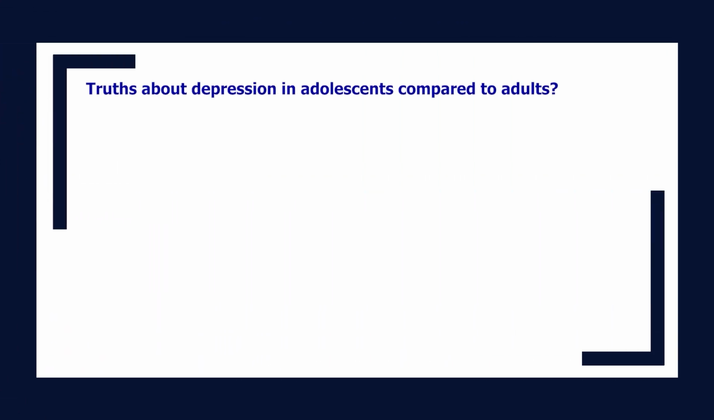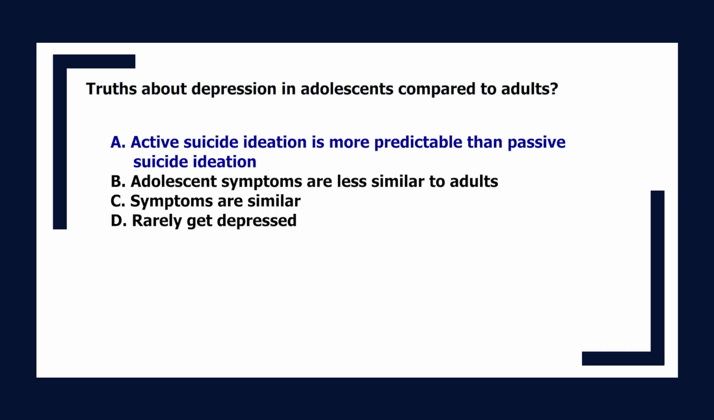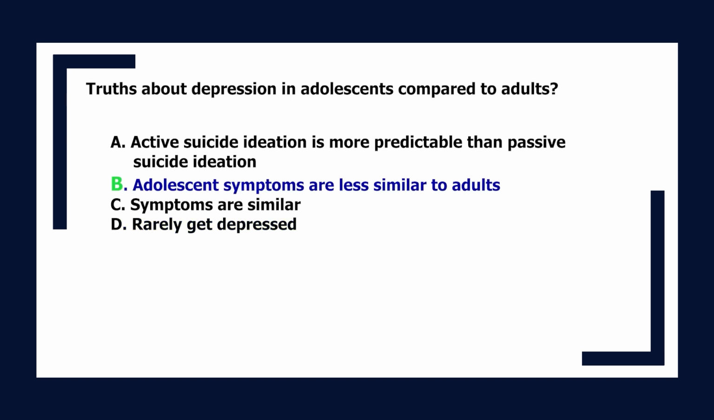Truths about depression in adolescents compared to adults. A. Active suicide ideation is more predictable than passive suicide ideation. B. Adolescent symptoms are less similar to adults. C. Symptoms are similar. D. Rarely get depressed. The answer is B. Adolescent symptoms are less similar to adults.